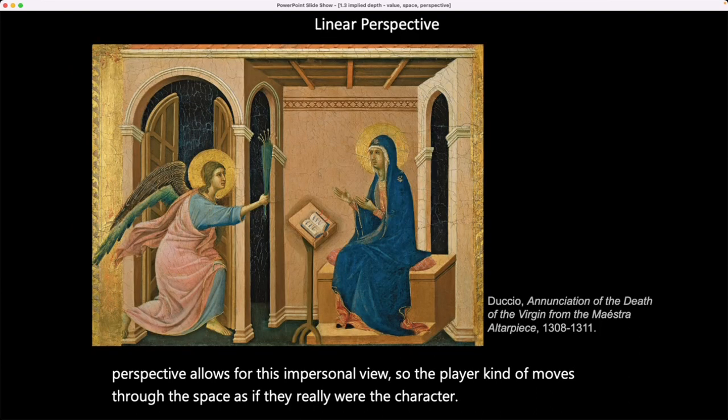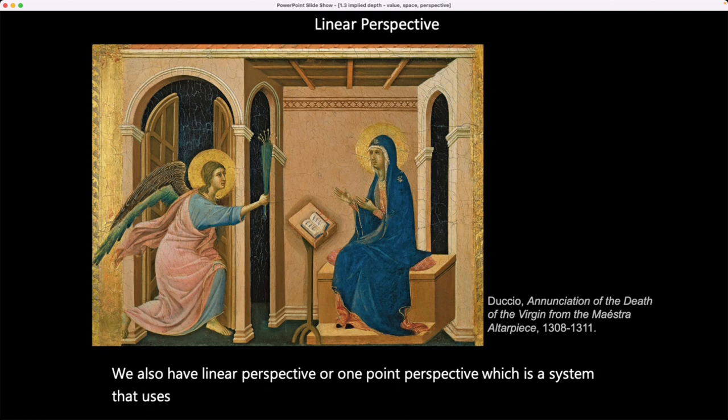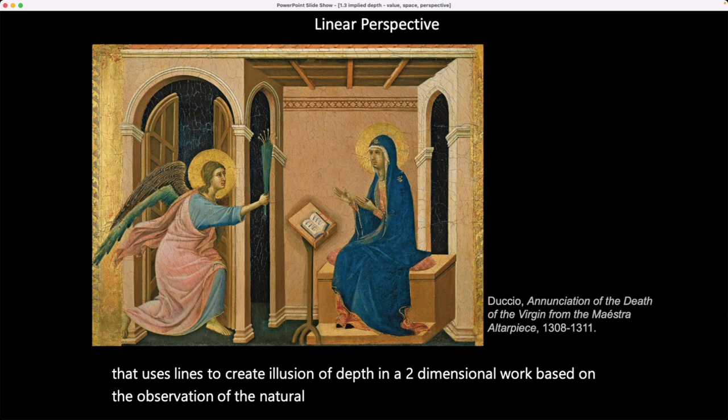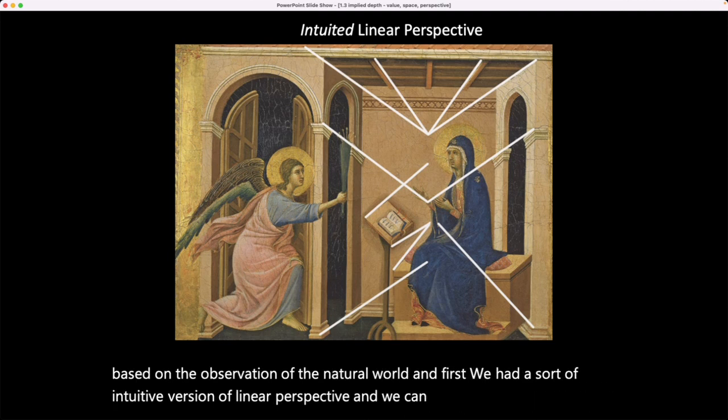Now, we also have linear perspective or one-point perspective, which is a system that uses lines to create the illusion of depth in a two-dimensional work based on the observation of the natural world. And first, we had a sort of intuited version of linear perspective, and we can see that here in this work by Duccio.